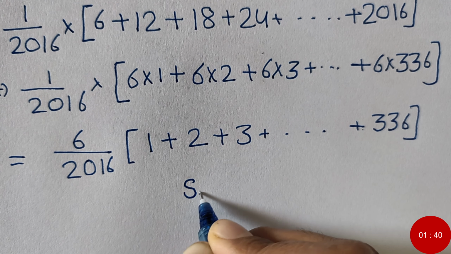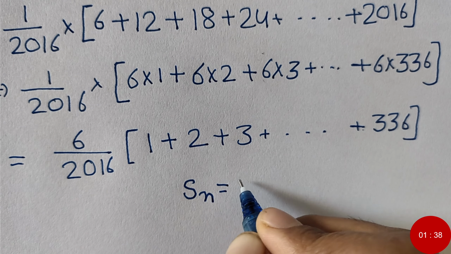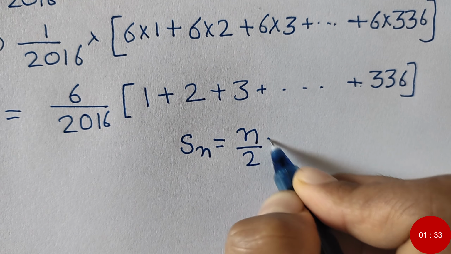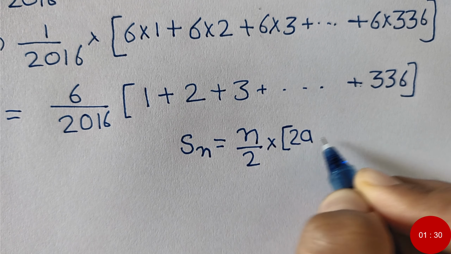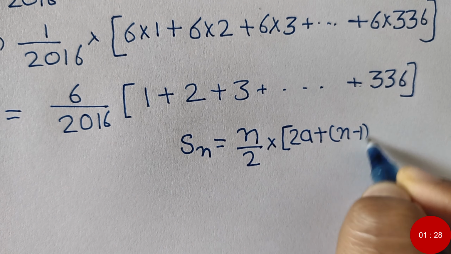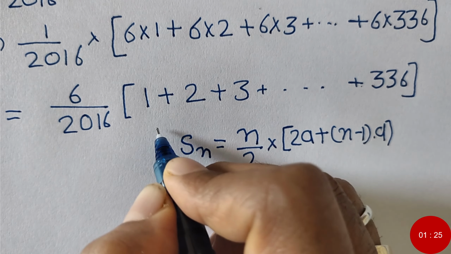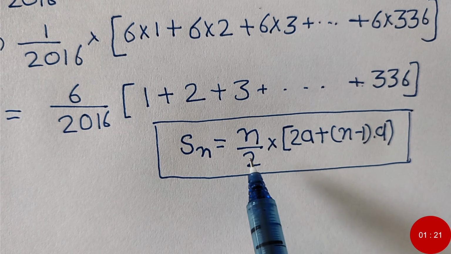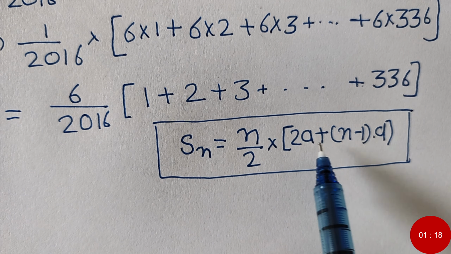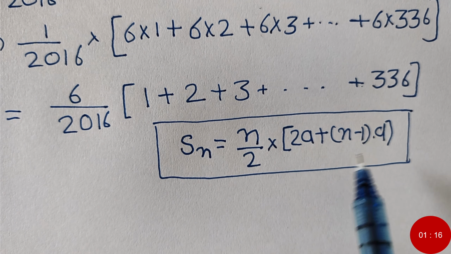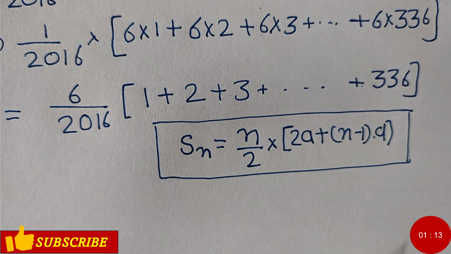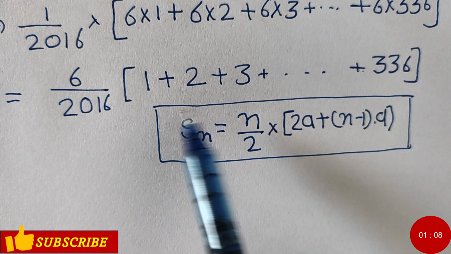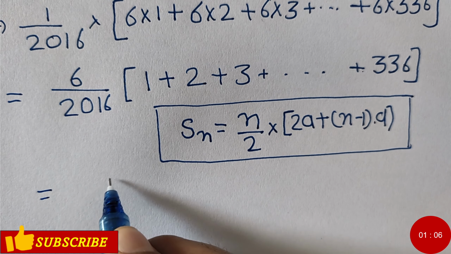As we know, the sum of n terms of an arithmetic series is Sn equal to n by 2 into 2a plus (n minus 1) into d, where n is the total number of terms, a is the first term and d is the common difference between two consecutive terms.